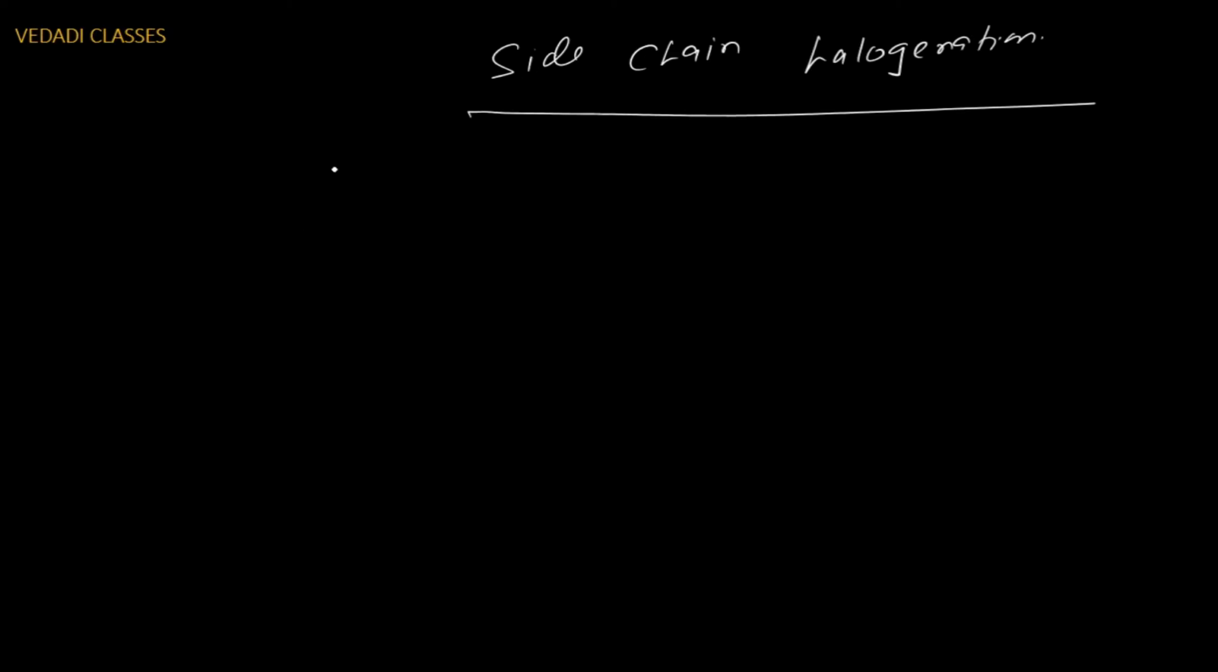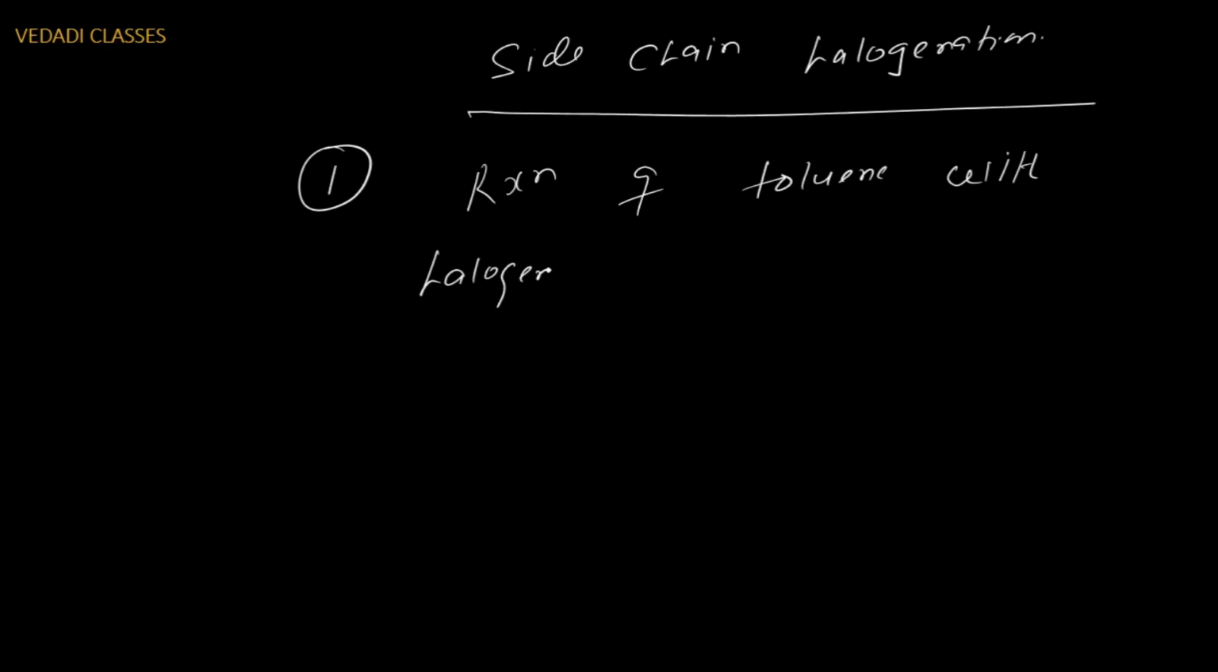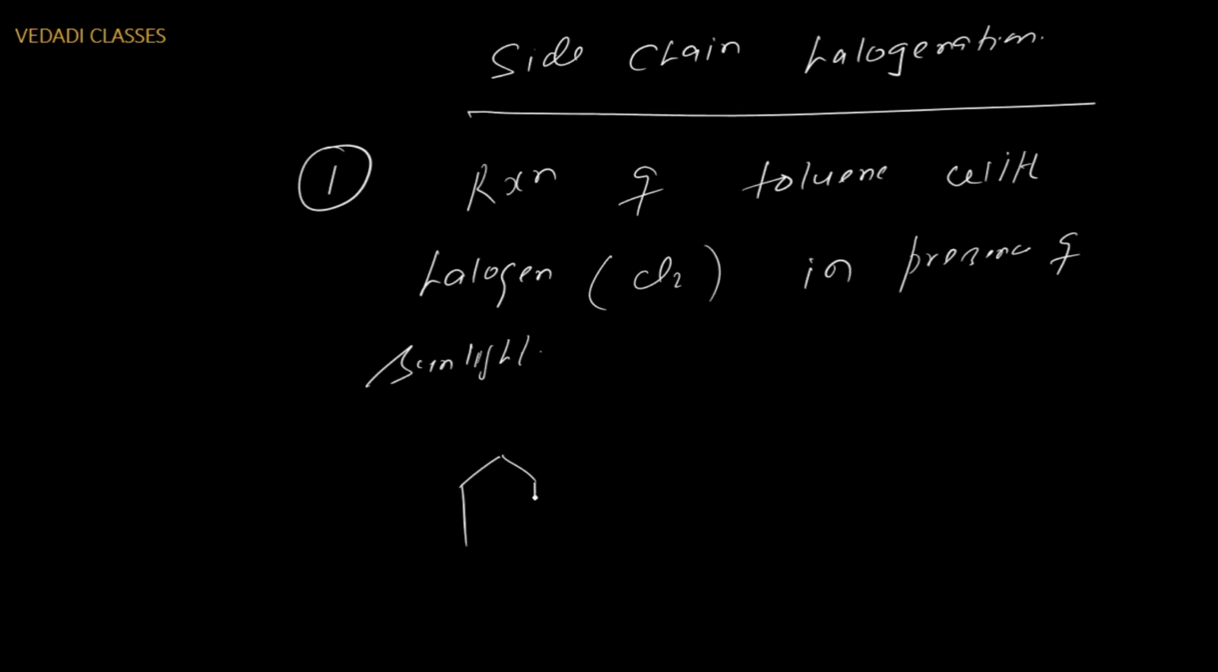Now the first one is the reaction of toluene with halogen, basically chlorination, we can say, with chlorine in presence of sunlight. It gives you side chain halogenation. How? Have a look here. I'm just giving the example of toluene.